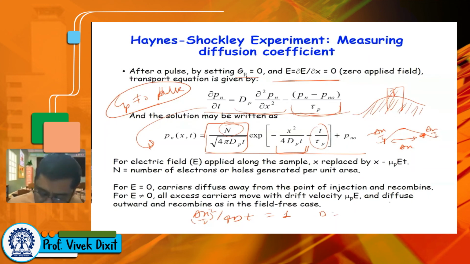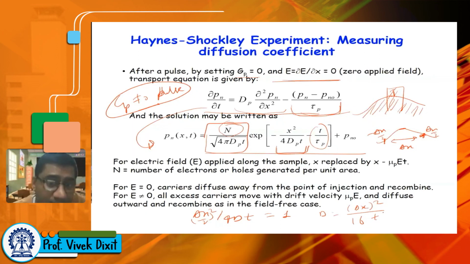D comes out to be how much? Delta x square by 4 times 4, which is 16, times t, right? So with time, your diffusion coefficient is delta x square by 16t, right?